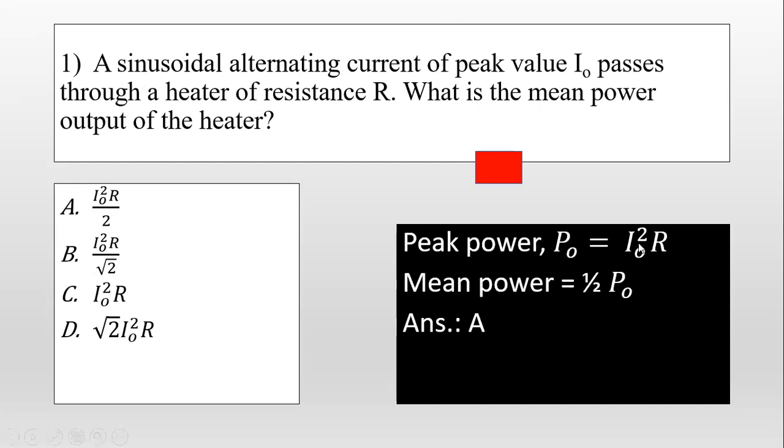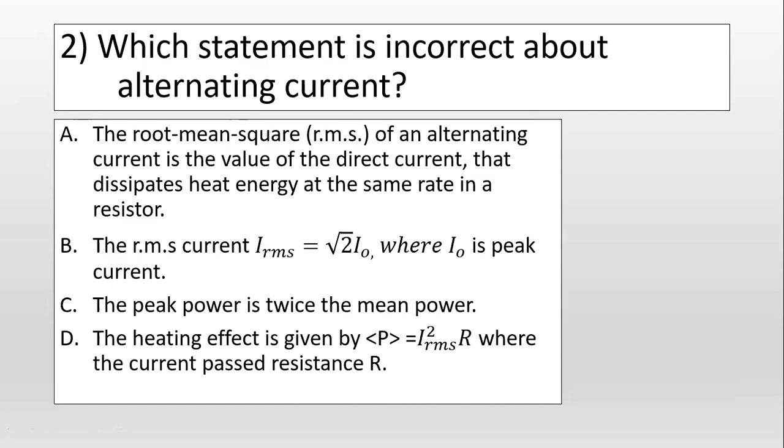Go back again, sir. Half of this one, that's all. Oh, okay, understood. That you must memorize. Number 2, you are all right. Which statement is incorrect about the alternating current? The root mean square of an alternating current is the value of the direct current that dissipates heat energy at the same rate in the resistor. That's correct. The root mean square value, this one is wrong, right? It should be I naught over root 2.